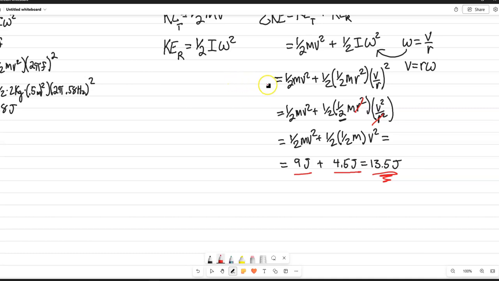The thing you need to pay attention to is this fraction right here. If this was a hoop, it would just be 1/2 mr squared. Likewise, whatever you're going to use for a formula for the moment, you can change this fraction and then have your formula for the total kinetic energy of a rolling object. There you go.